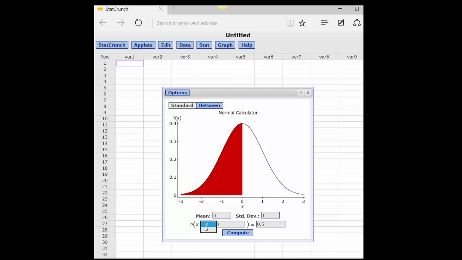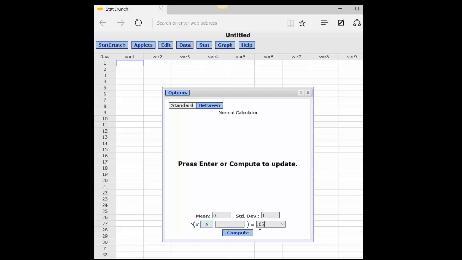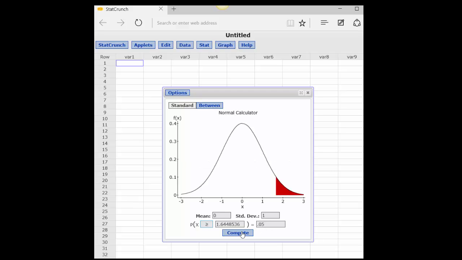Right now it's a left tail test. Let's do a right tail test, and I want the alpha to be 0.05, which is a 95% confidence level, so we'll put in 0.05, and then I hit compute. And we get a critical value of z of 1.6448, or rounding out to three places, 1.645. I think you've heard that before.